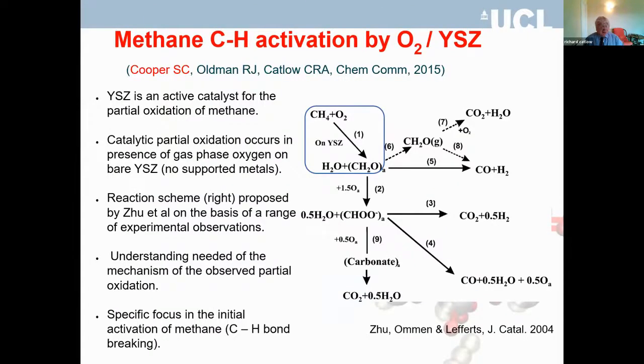Right, let me just take you to my third example. This is work we've been carrying out for many years in collaboration with Johnson Matthey on the use of yttria-stabilized zirconia, a very widely used material in electrochemistry and in catalysis. And what this will do is effect the catalytic partial oxidation of methane to syngas, to CO and hydrogen.